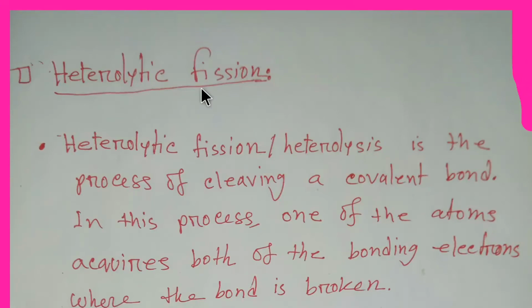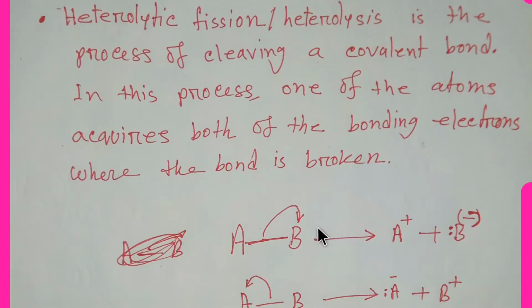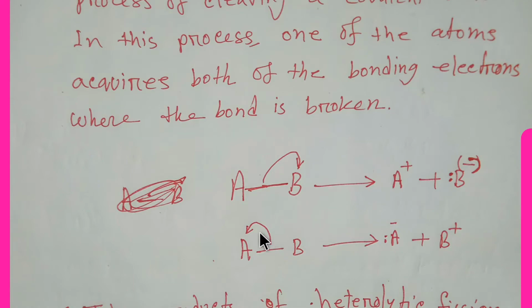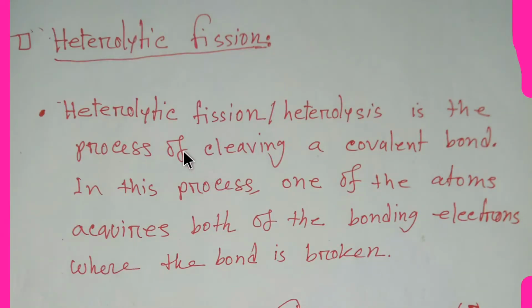So now we are going to learn about heterolytic fission. Well, this is a molecule, and when we break this bond, only one atom takes all the electrons of this bond. As a result, A is going to be positive and B is going to be negative, right? Or if A takes all the electrons of this bond, then A will be negative and B will be positive, right?